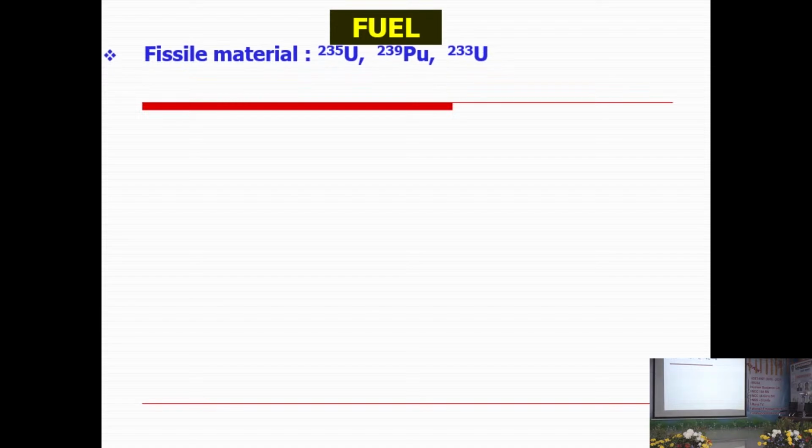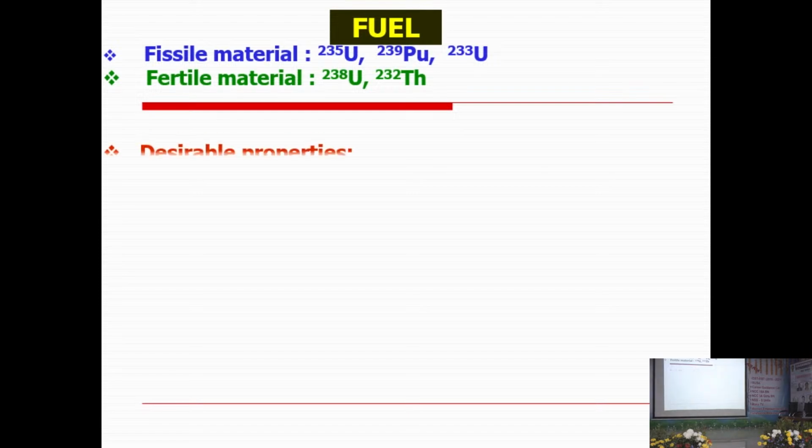Now I will explain each component. As I mentioned, the fuel: we should have fissile material. We have 3 isotopes of fissile materials: uranium-235, plutonium-239 and uranium-233. Plutonium-239 and uranium-233 are man-made elements, and the only naturally available one is uranium-235. Along with these fissile materials, we always have to add some fertile material like uranium-238 or thorium-232 to convert the fertile elements to fissile elements. Not only power production, we are also generating fissile elements for the next reactors.